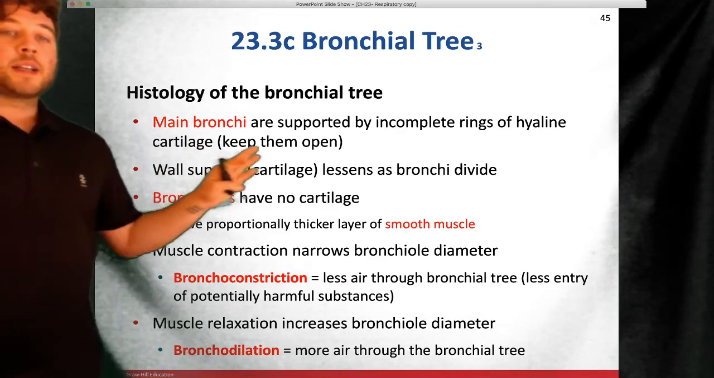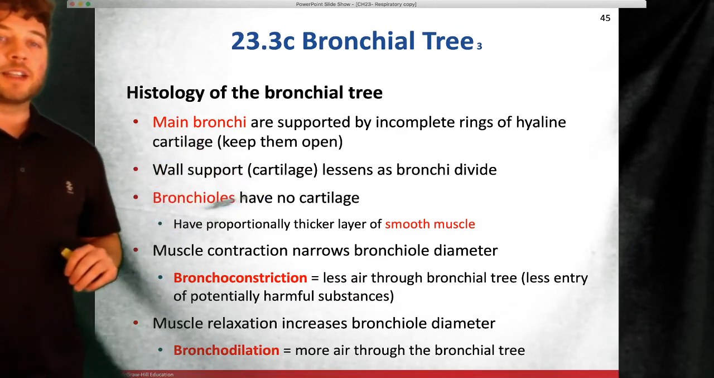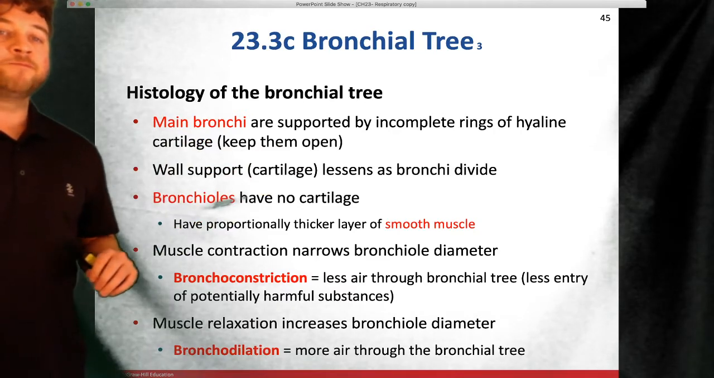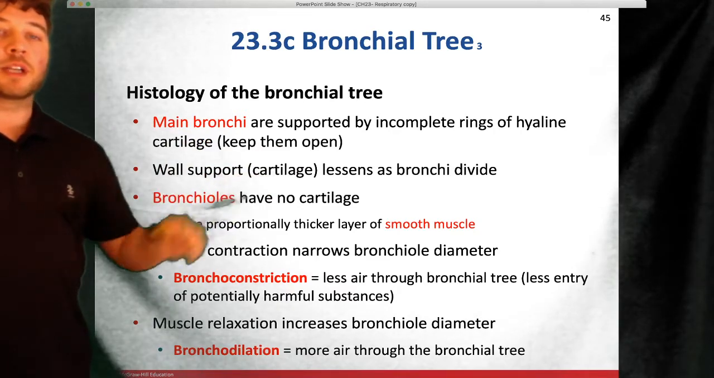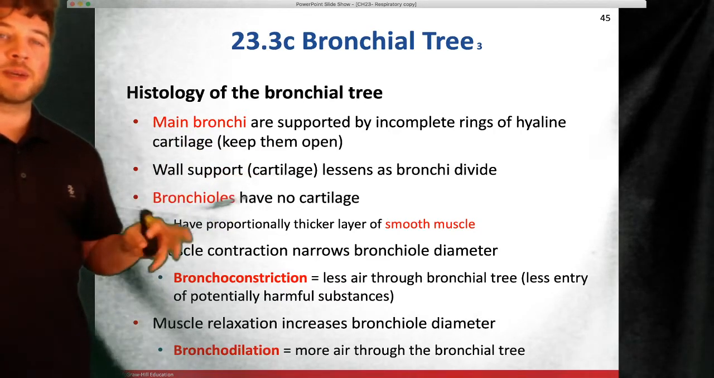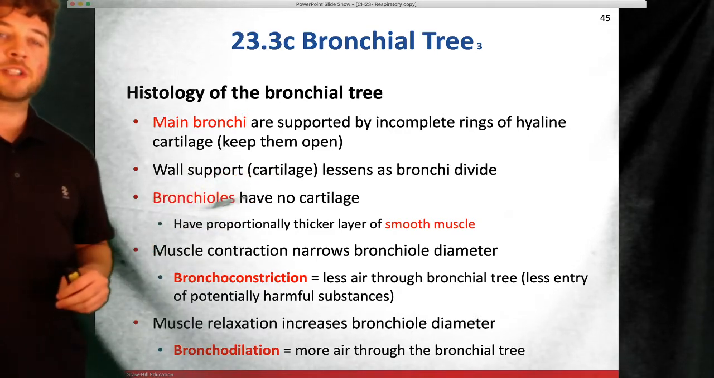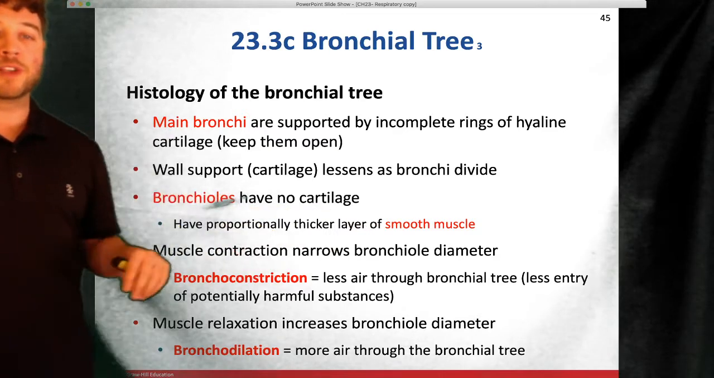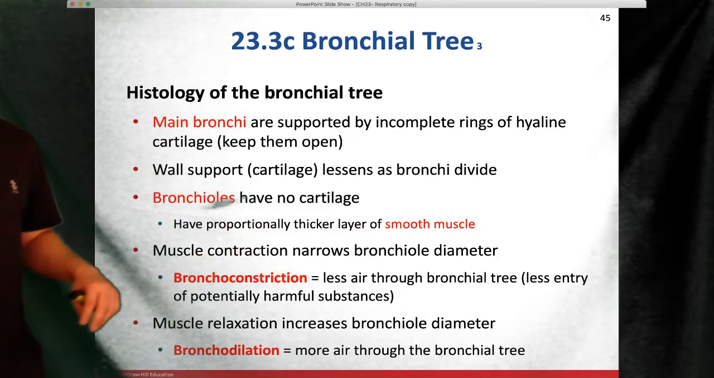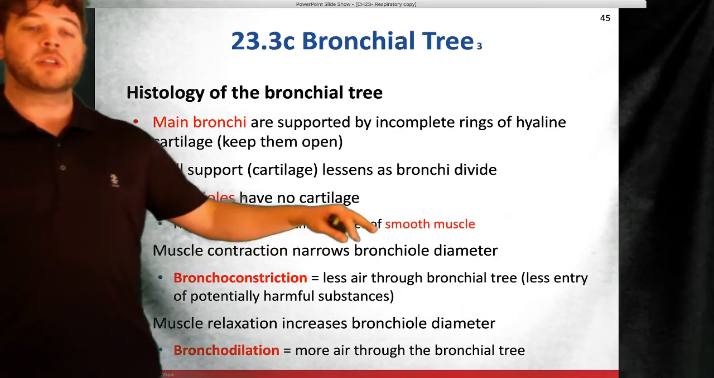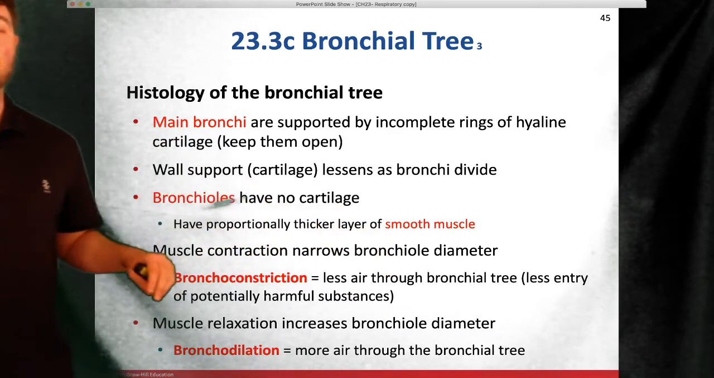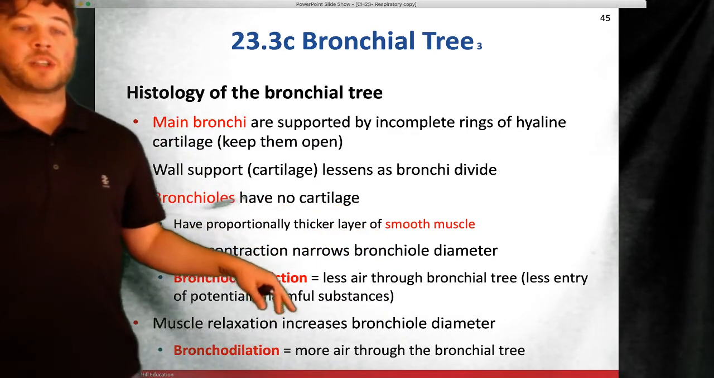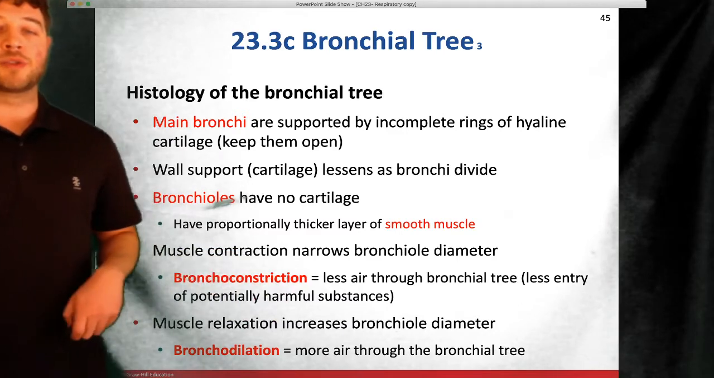So the main bronchi are supported by incomplete rings of hyaline cartilage to help keep them open. The wall support lessens as the bronchioles divide, so as they get smaller and smaller, you lose some of this cartilage. The bronchioles actually have no cartilage, but a thicker layer of smooth muscle for bronchoconstriction and bronchodilation. So bronchoconstriction causes less air through the bronchial tree. Bronchodilation allows for more air through the bronchial tree.